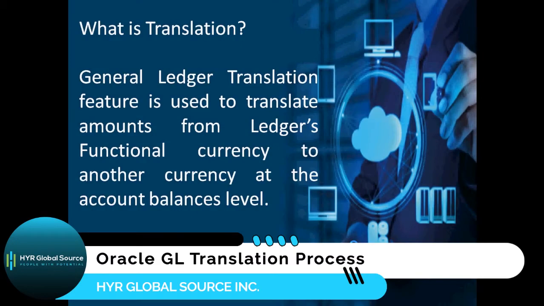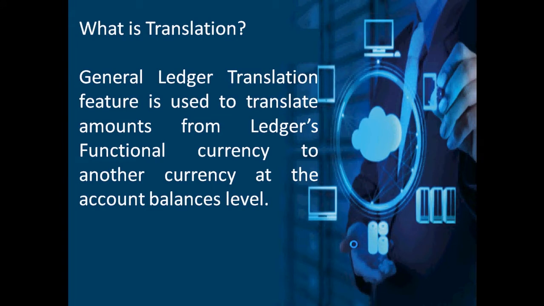Oracle General Ledger has provided a functionality called translation to translate the account balances of your ledger's functional currency to any other currency. Take an example of a company doing its business in the US with a functional currency of USD, but you have your corporate office or headquarters in a European country where the functional currency is the euro, and your reporting requirement is to translate your functional currency, that is USD balances, into euro balances. Then you can use the General Ledger translation feature.